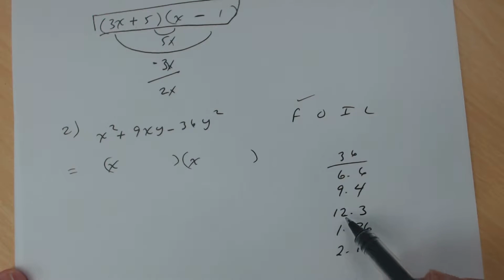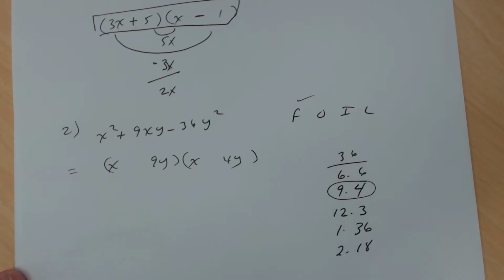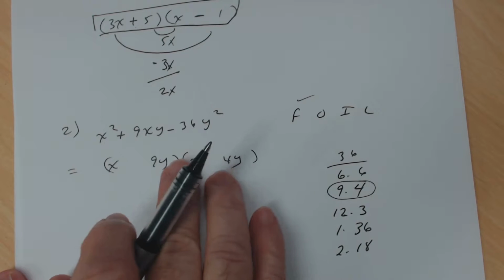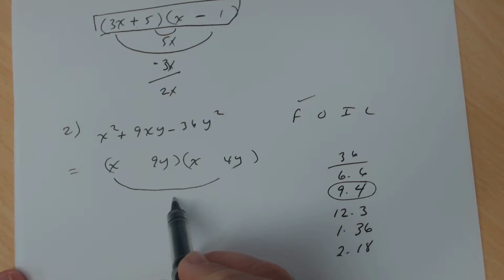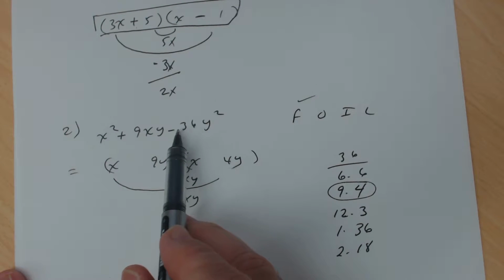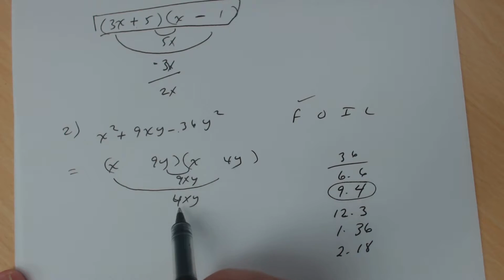All right, so let's just go ahead and try the 9 and the 4 and see if that works. So if I put a 9y here and a 4y here, notice I put the y's because y times y is y squared. The outer is 4xy. The inner is 9xy. Remember, the last sign's negative. That means these signs are going to be different. That means one's positive, one's negative.